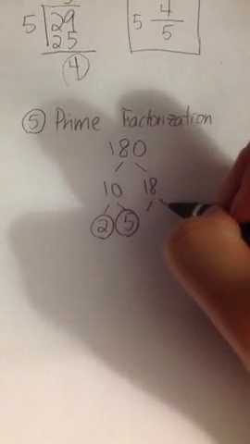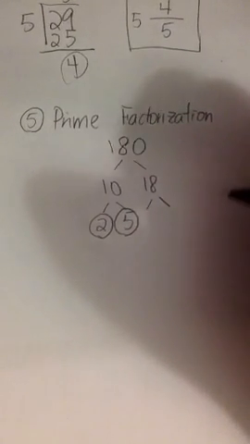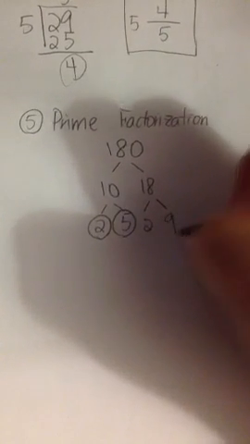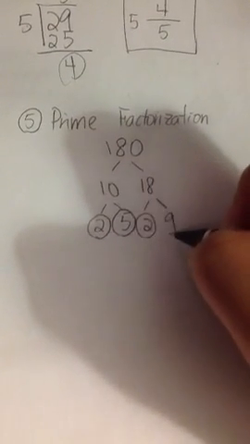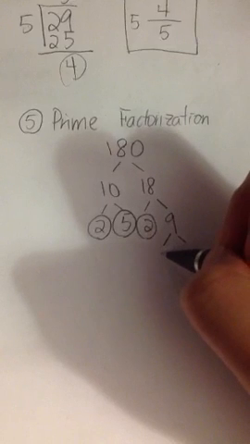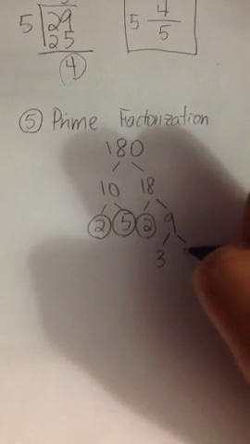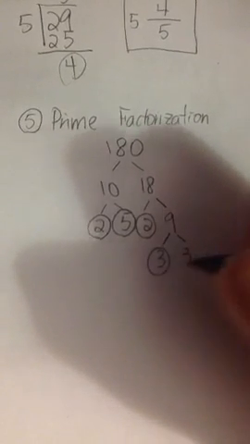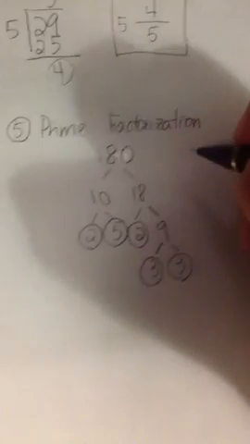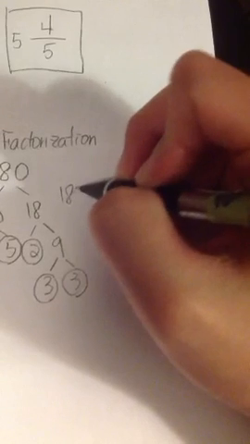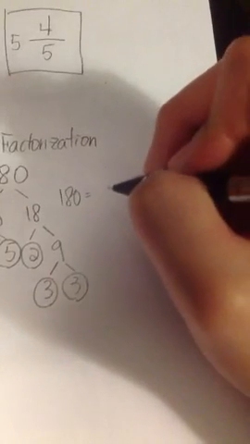And now let's go to 18. What can we break 18 into? 2 times 9. Is 2 a prime number? Yes. Is 9 a prime number? No, so I keep going. 9 can be broken down into 3 times 3. Prime? Yes. Prime? Yes.